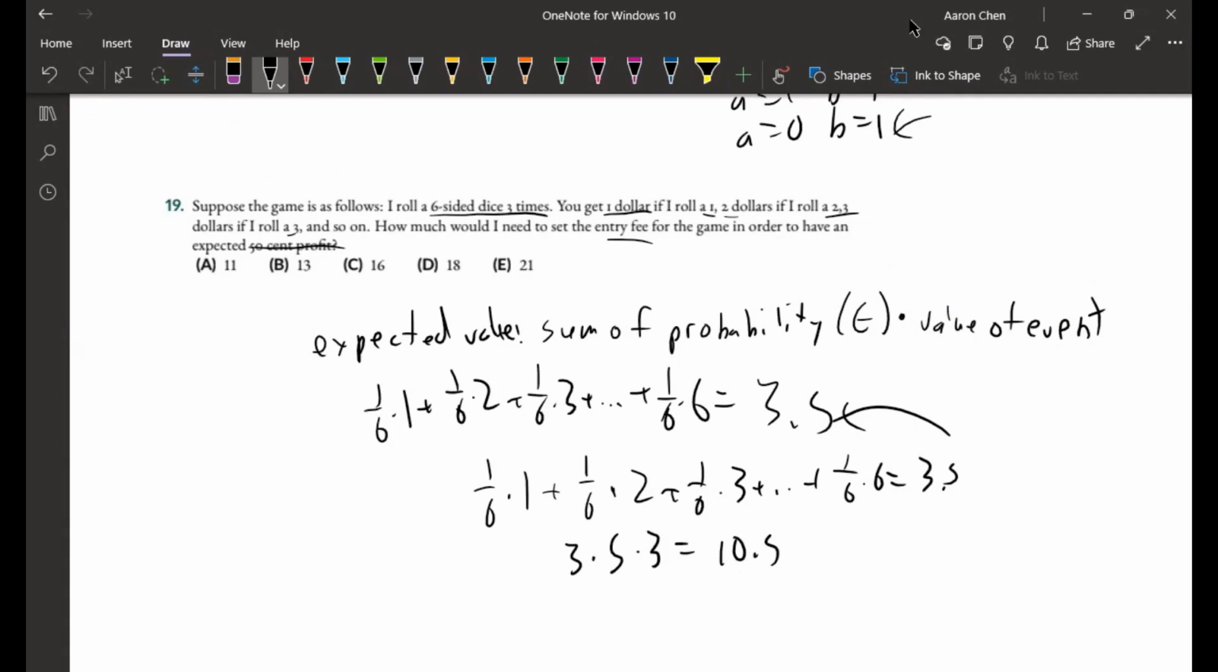So the thing you just did here, multiplying by 3, can be generalized to something called linearity of expectation, but that is probably way beyond anything you'll ever see on the 8s. So I won't go over what that is. Just know that basically expected value can be treated as linear. And so you want a 50-cent profit, right? So you just need to add another 0.5 to this and you get 11, which is A. And that is number 19.